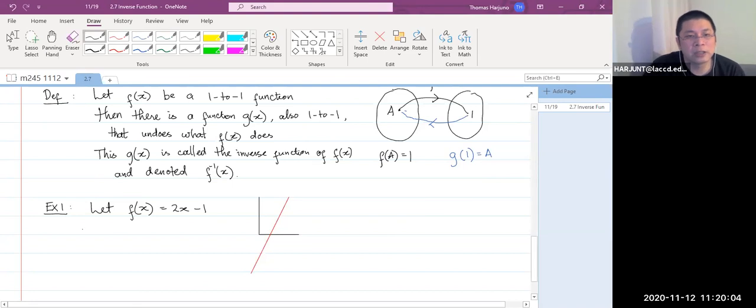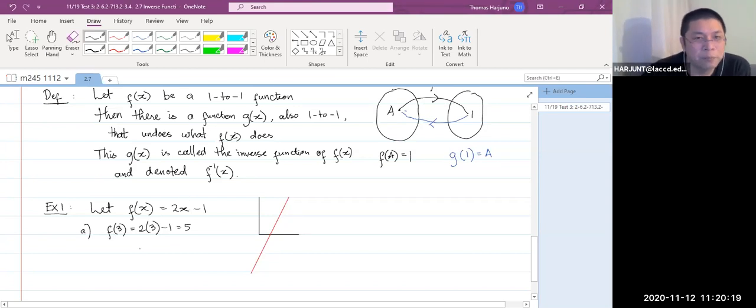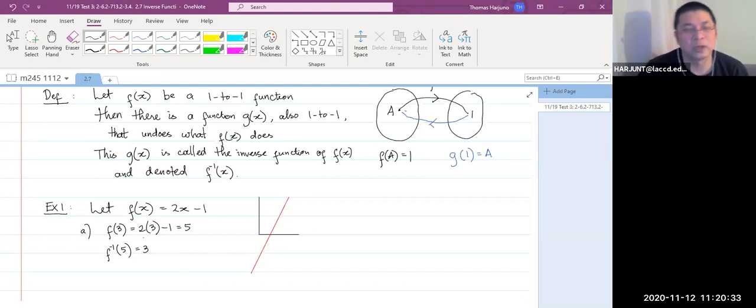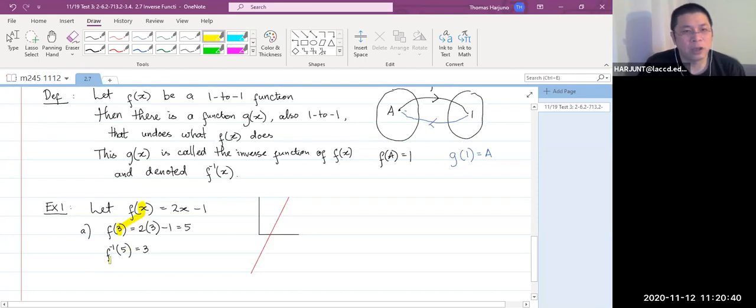Then let's see, for example, what is f(3)? f(3) is 2 times 3 minus 1, that's 5. Then if I want to send 5 back to 3, I use f inverse of 5 equals 3. What is the input such that the output is 5? f(3) means what is the output if the input is 3, right? Now f inverse of 5 means what is the input if the output is 5. So you see that the 5 is the output for the function. Now that output is the input for the inverse.